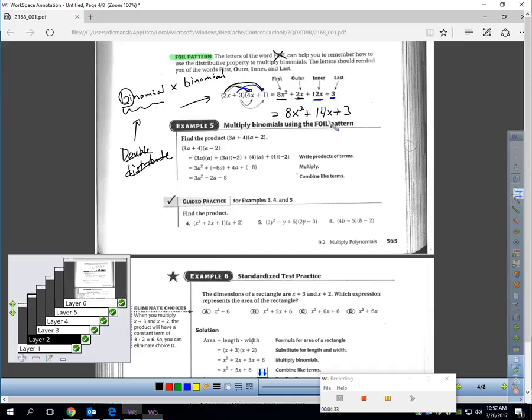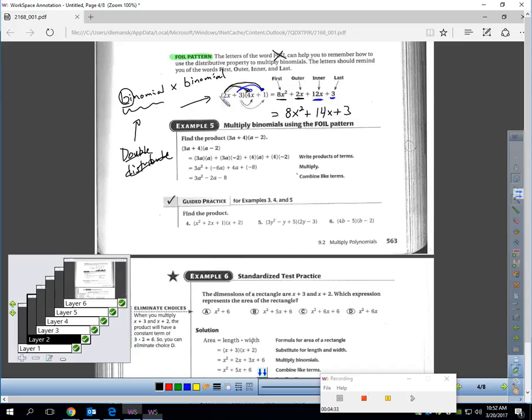2x plus 12x is 14x, and I have the plus 3. So I don't really even teach FOIL anymore. I wouldn't test you on it. I just call that double distributing. And now it doesn't matter what type of polynomial I have in front.